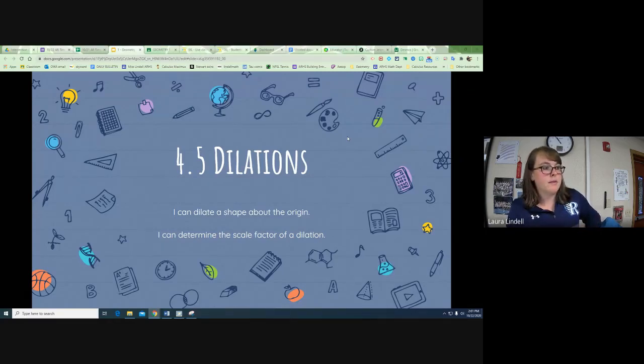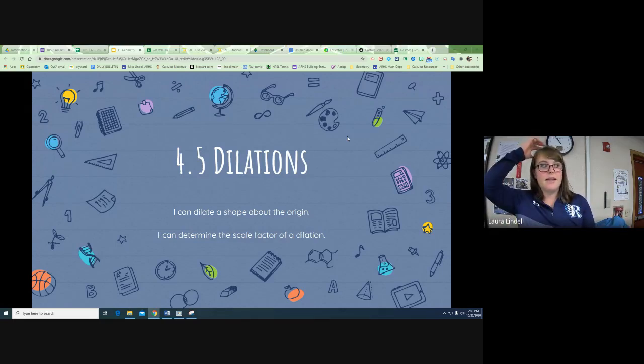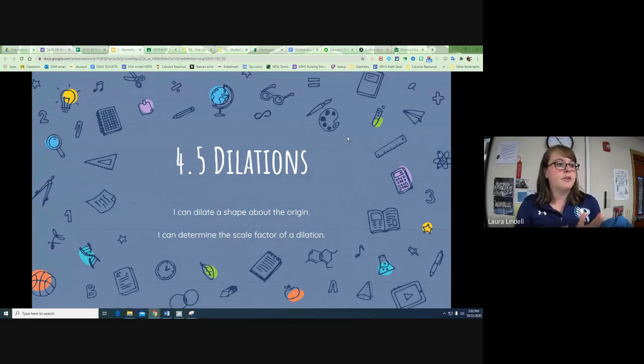So today we're learning about dilations. All of our transformations so far have been something called congruence transformations, which leave the shape the same, just moving it around in the space. But dilations is the first one that does not leave your shape exactly the same. So what we want to be able to do today is dilate a shape about the origin and determine the scale factor of a dilation.